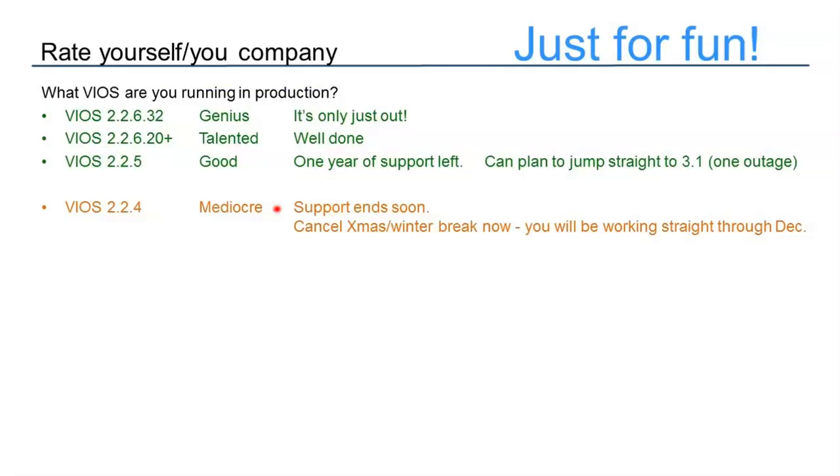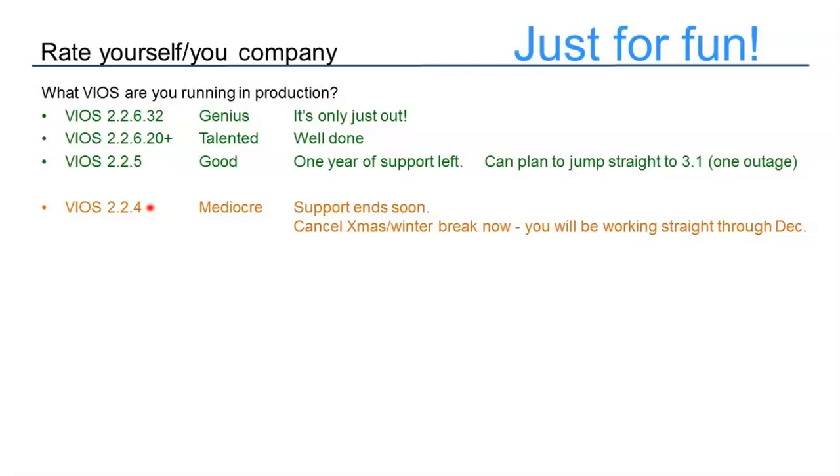224. All right, if you're on 224, then support ends soon. So cancel Christmas or your winter break now. You'll be working straight through December to keep your virtual I/O servers under support. If you phone up with a problem with 224 after the end of the year, then if you're in a dire situation, IBM support may say that was fixed in a later release. You will have to upgrade your VIOS server to the later release, and then we'll start investigating the problem. So while you're having a crisis, you're starting to do upgrades of your virtual I/O server. That is not a pretty place to be.